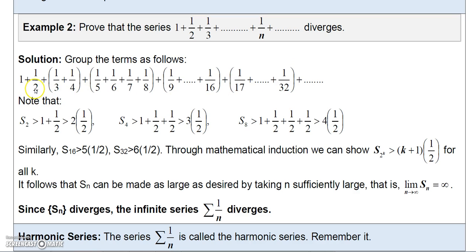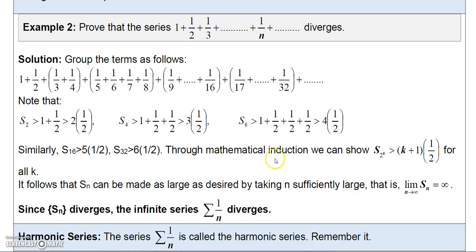Okay, well, you can show that the sum of the first two terms, S2, is 1 plus a half, which is greater than 2 times a half. And then you can show that the first four terms are greater than 3 times a half. And then you can show that the sum of the first 8 terms is greater than 4 times a half. Okay? And then if you continued, you could show that the first 16 terms is greater than 5 times a half, and the first 32 terms, the sum is greater than 6 times a half.